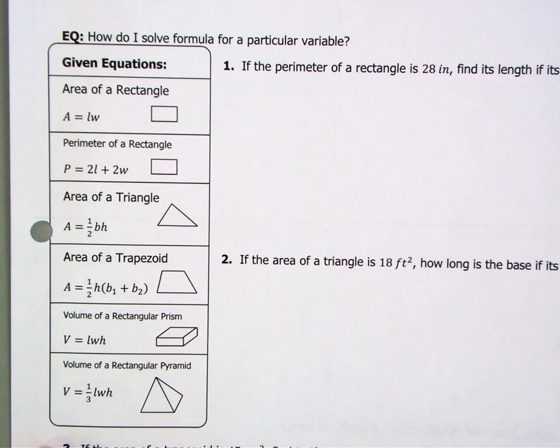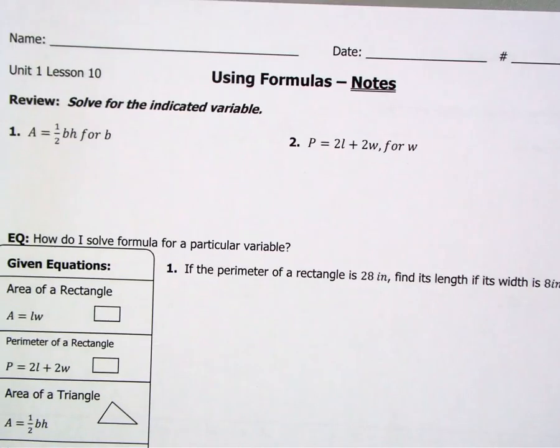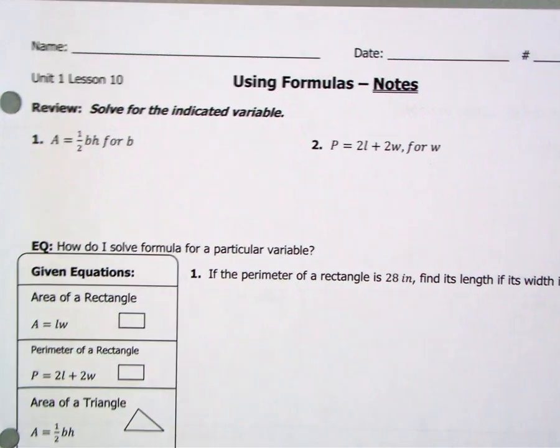Still good to know, because in the future, they will not be given. So like Math 2, you got to know them. All right, so up here at the top, we've got the area of a triangle equation. And so it says to solve for B.